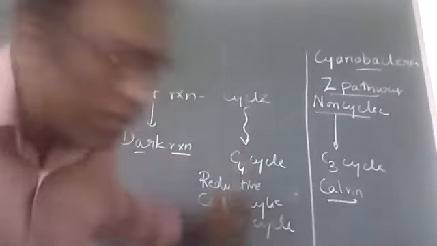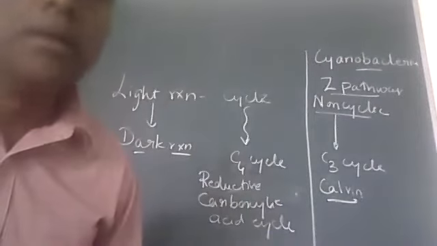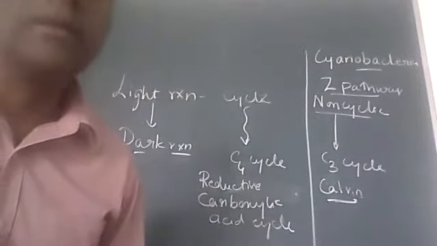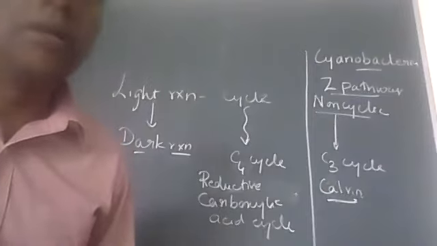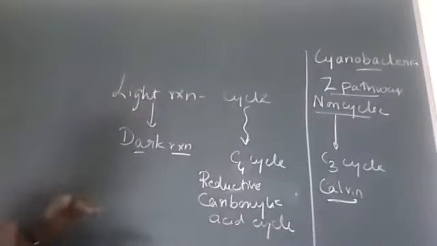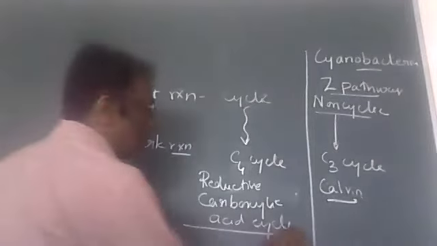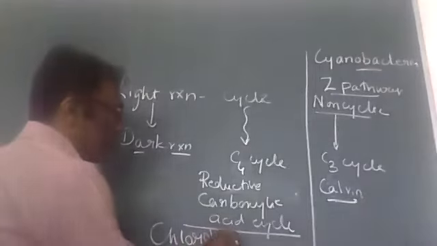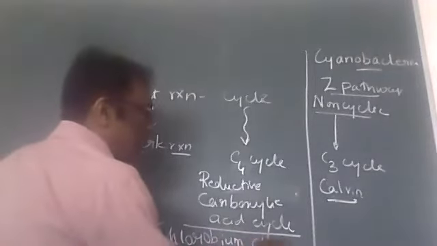Rhodospirillum is over. One more. Chlorobium, C4, and chromatium. Correct? Chlorobium and chromatium. Those two will undergo non-cyclic. Make a note: Chlorobium as an example and chromatium as an example.